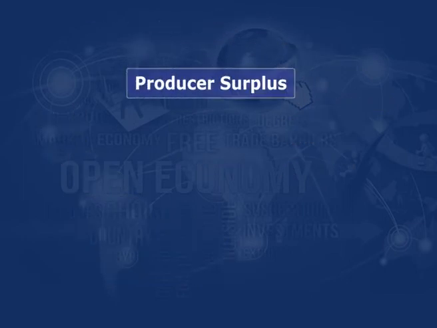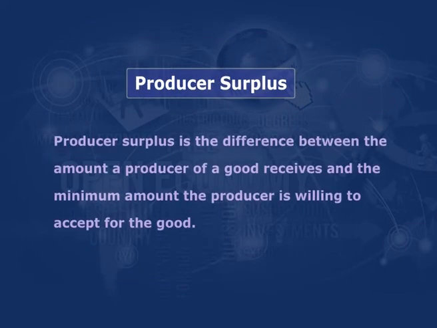Let us discuss producer surplus. Producer surplus is the difference between the amount a producer of a good receives and the minimum amount the producer is willing to accept for the good. The difference is the benefit the producer receives for selling the good in the market. This difference is known as producer surplus. Graphically, producer surplus is measured by the area above the supply curve and below the market price.